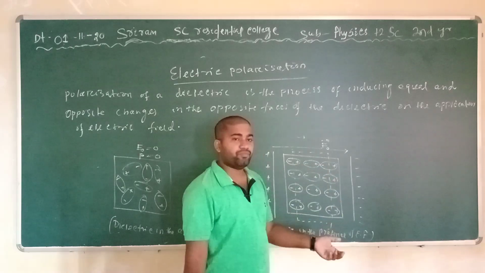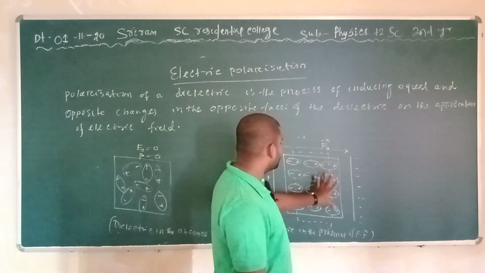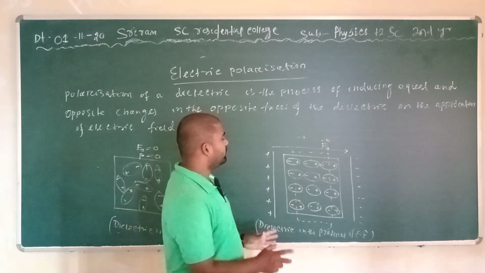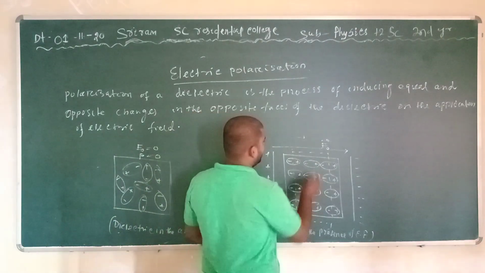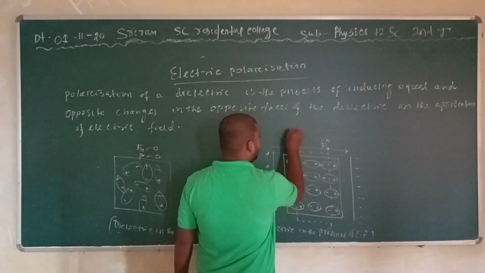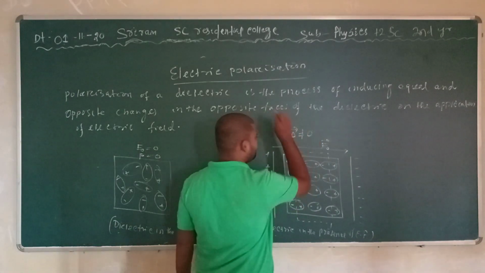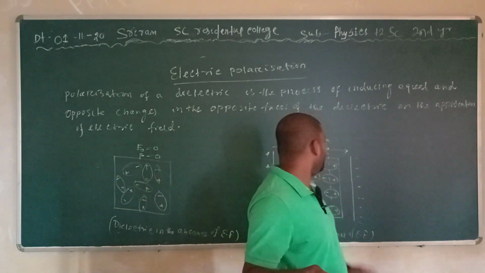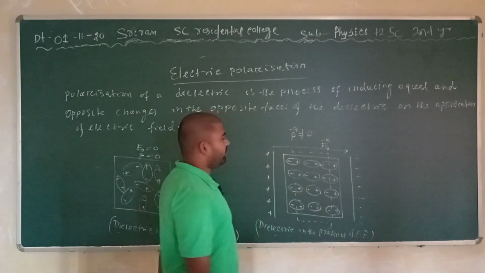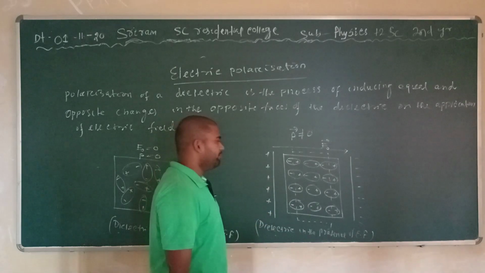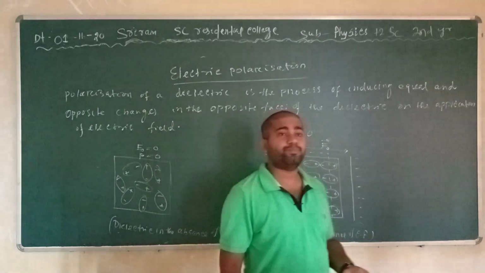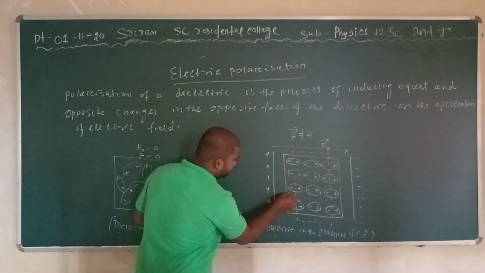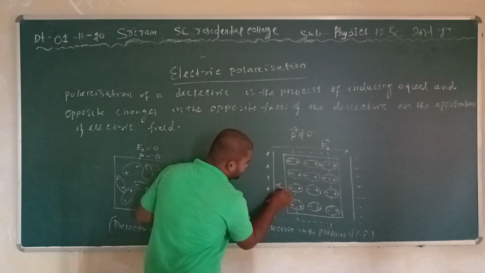Because of the electric polarization, all the dipoles are arranged in a regular order. As the dipoles are arranged in a regular order, we say the net dipole moment cannot be zero. Net dipole moment cannot be zero inside the dielectric, which means there must be an induction of electric field. So one face becomes negative charge density.